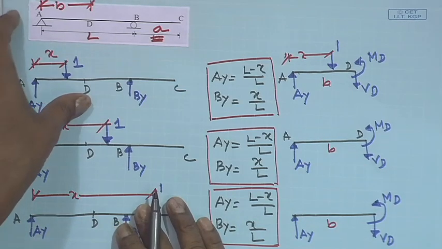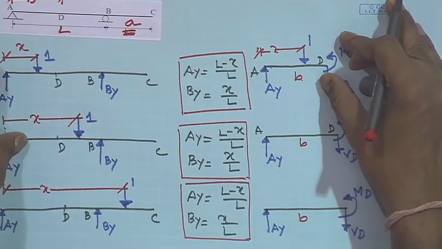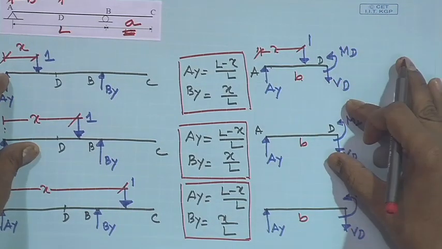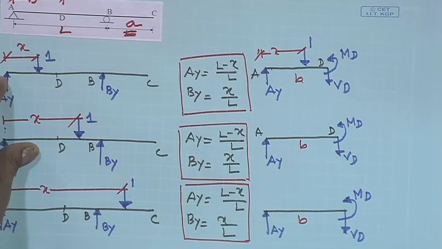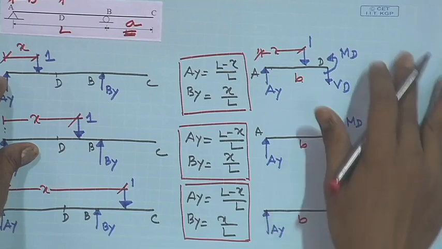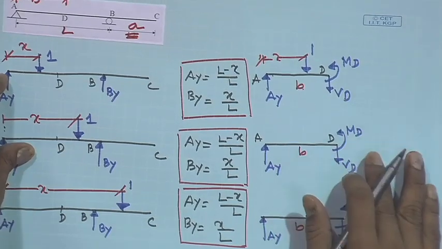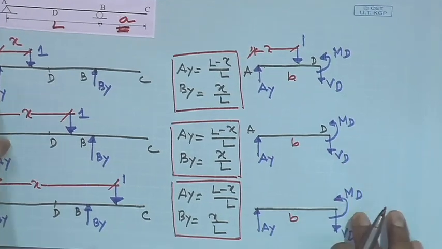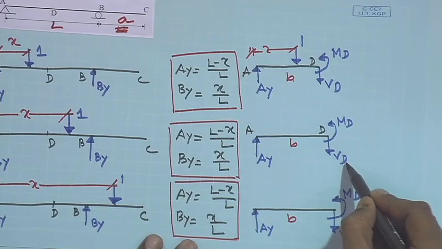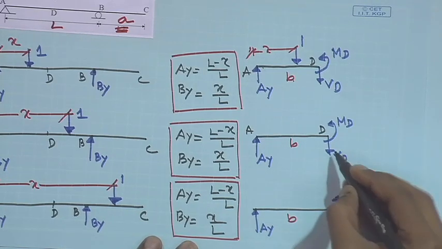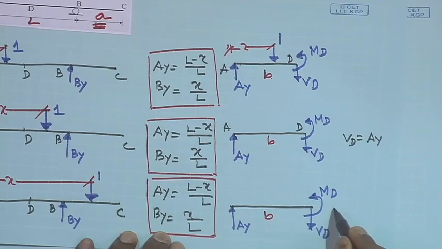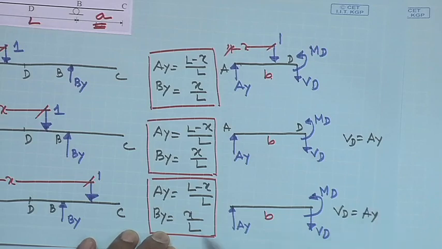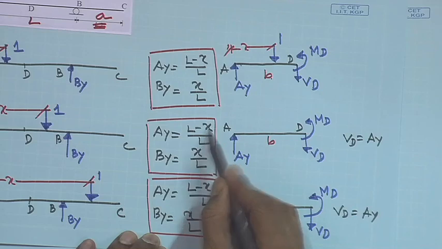Now, what we need to do is apply the equilibrium conditions here, here, and here. If we do that, what are the expressions we have? We can find the expressions for MD and VD. In this case VD will be AY. In this case also VD will be AY. AY we already obtained here, and in this case also AY we already obtained.